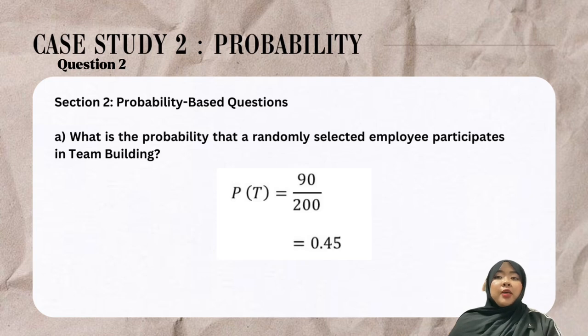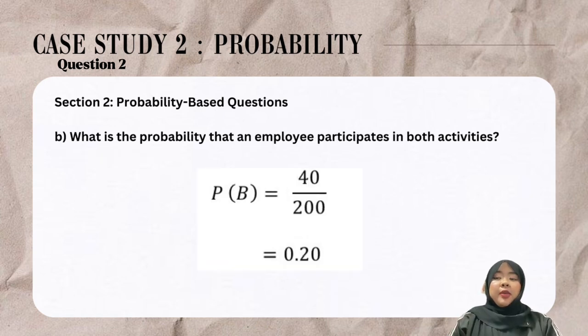Out of 200 employees, 90 participate in team building, so the probability that a randomly selected employee participates in team building is 0.45. Question B, what is the probability that an employee participates in both activities?